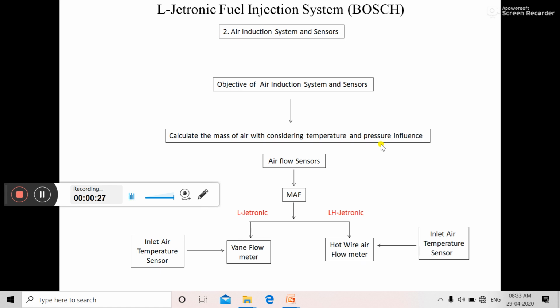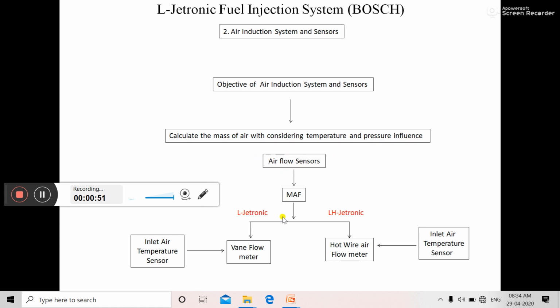Temperature and pressure influence is the atmospheric condition which needs to be taken care of while calculating the mass of air, because with respect to atmospheric pressure and temperature changes, the density of air is affected, and that needs to be considered. So that's why the objective of the air induction system is to calculate the mass of air with respect to the temperature and pressure influence.